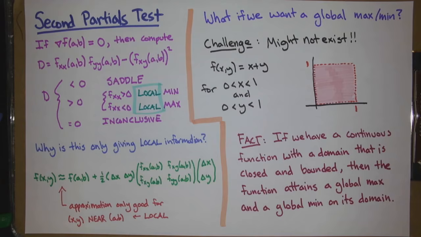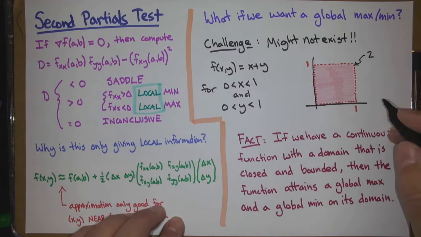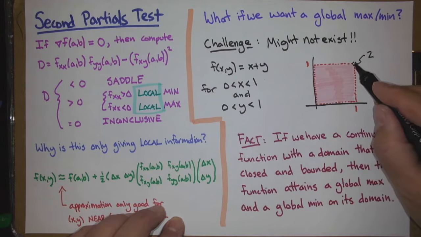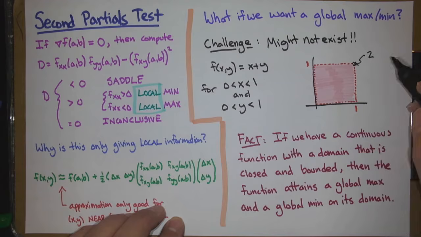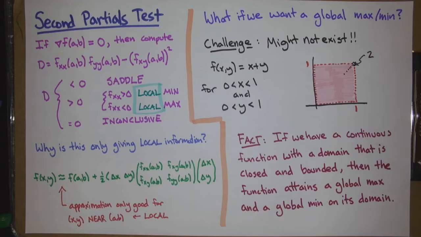Now, you want to say it's 2, right? But where would 2 be? 2 would be over in this corner. But the problem is that corner is not a part of our domain. But what can we do? Well, we can get close to 2 by getting closer and closer to the corner. So we can get arbitrarily close to the value of 2, but we cannot attain it in our domain. So we have issues. So we have to be careful. Global max and global min are not guaranteed to exist.